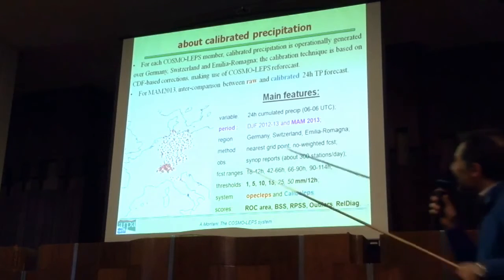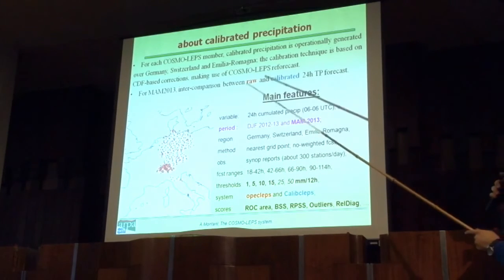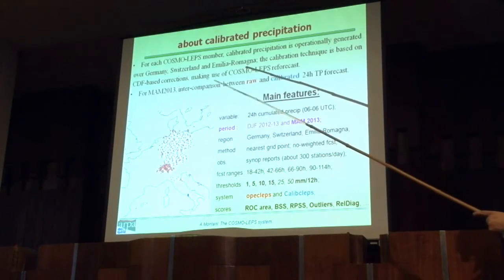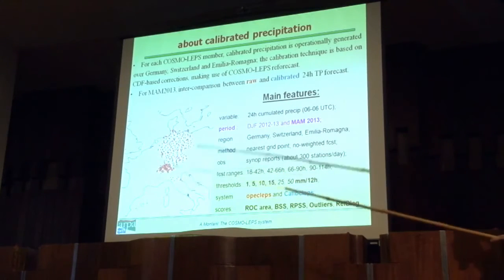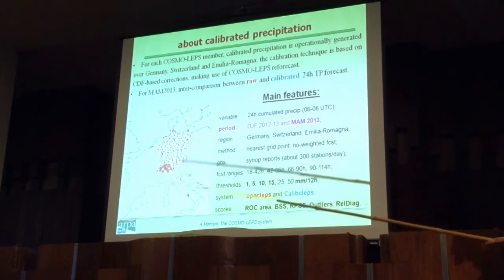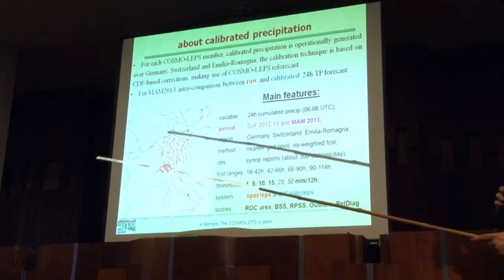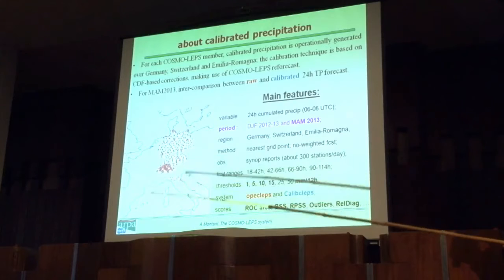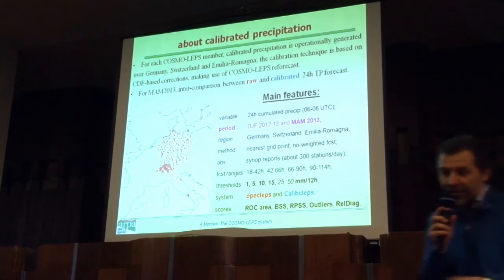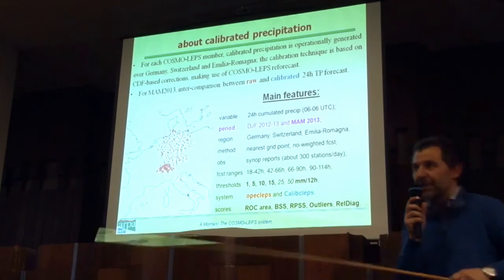Yeah, and so the idea was to make this calibrated precipitation over Germany, Switzerland, and Emilia-Romagna. Why these regions? Because they are the regions which gave us a number of observations from 1971 up to now. It's always difficult to collect observations everywhere. It's easier actually to collect observations in Germany and Switzerland than in some regions of Italy. Unfortunately, this has to be said.